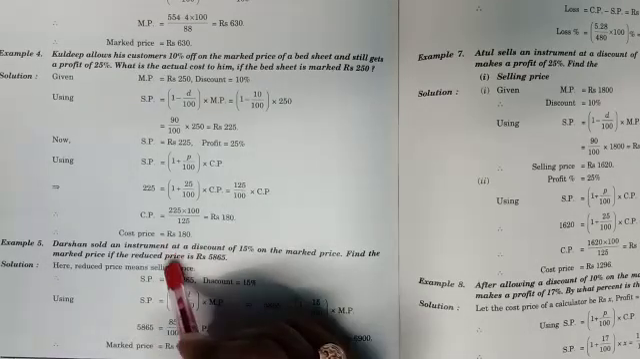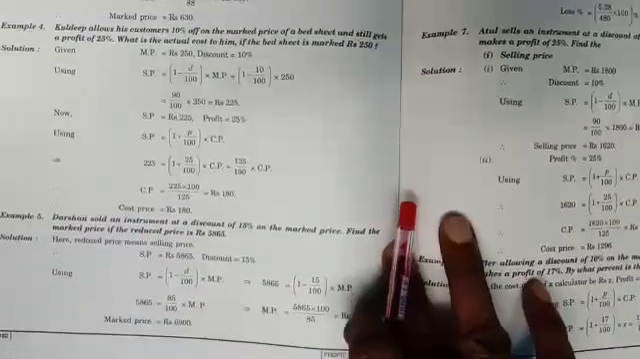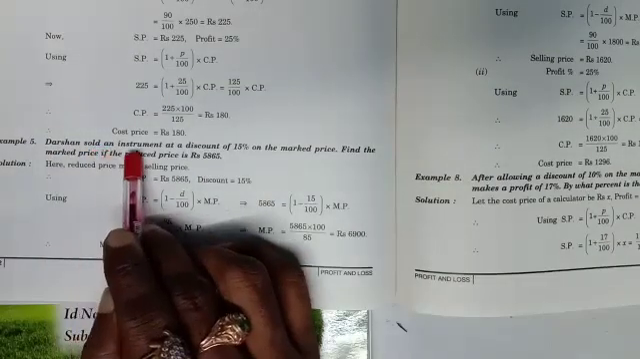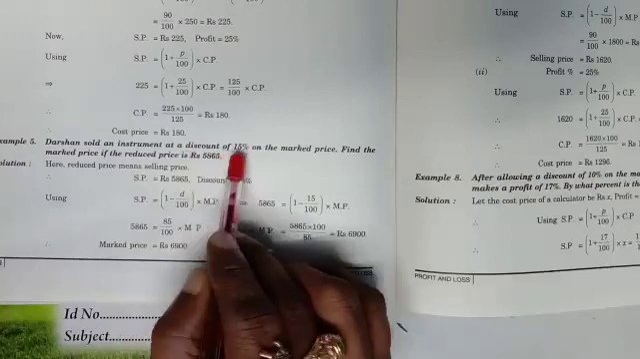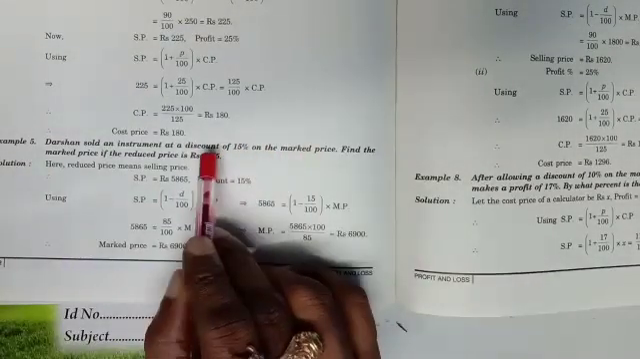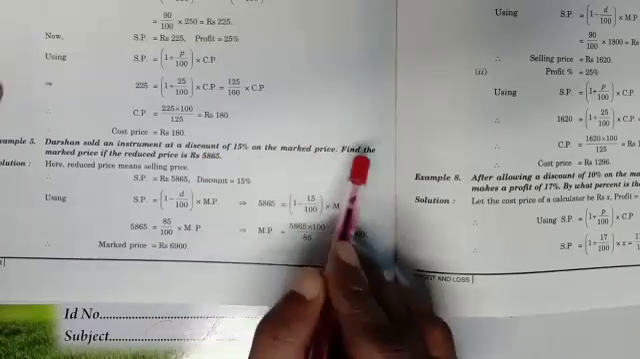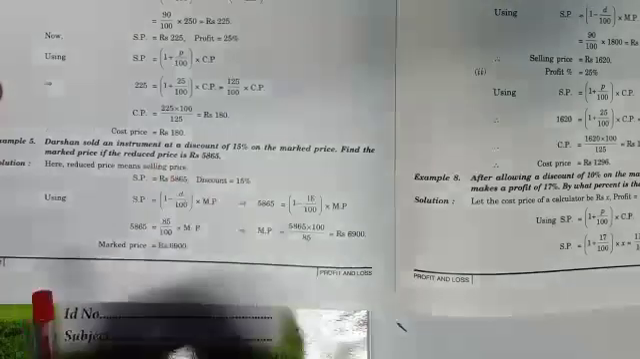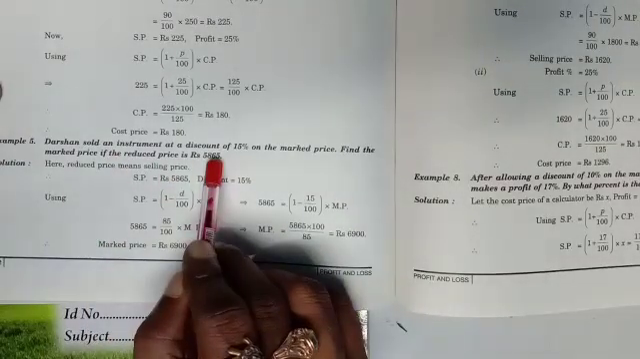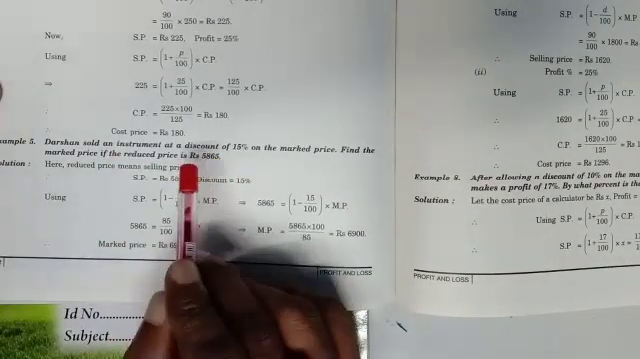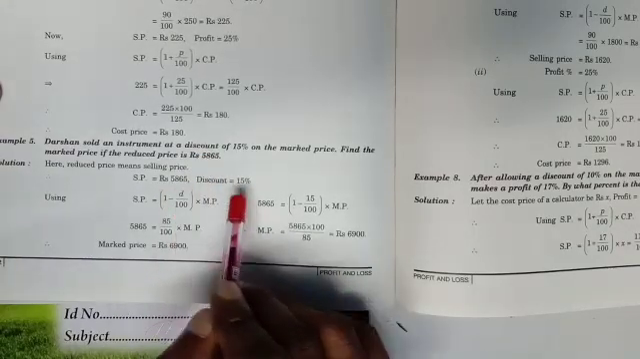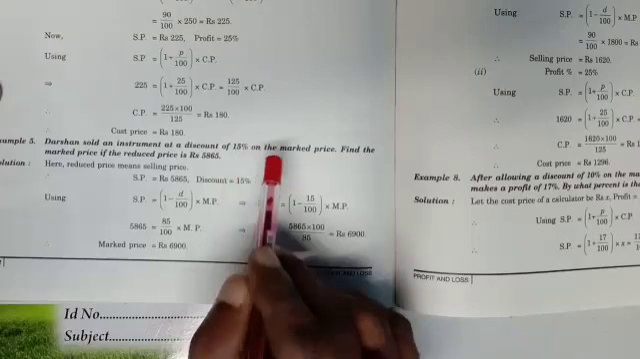Okay, the last question I am doing is number 5. This is also a slightly interesting question. Darshan sold an instrument at a discount of 15%, meaning 15% discount given on the mark price. Remember, discount is calculated on mark price. Find the mark price if the reduced price is this one. Reduced price means after discount, that means customer price, that is selling price. How much is given? 5,865. Discount given how much? 15%. And you have to find out the mark price.